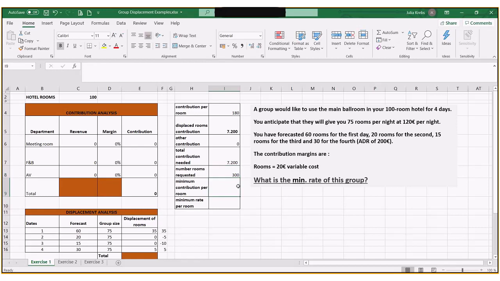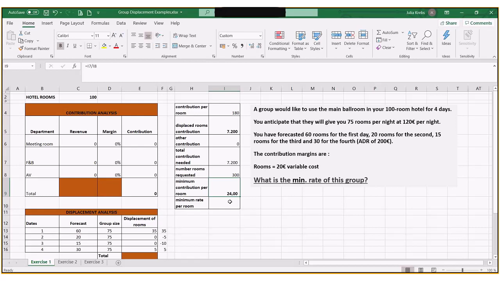Now, how are we going to find out the minimum contribution per room, meaning how much is the group contributing per room? We're going to take the total contribution divided by the 300 room nights in total. That's very important. We're not just calculating it for one day, we're calculating it for the entire stay of the group. Here, 24. So that's the minimum contribution that we're getting from the group room.